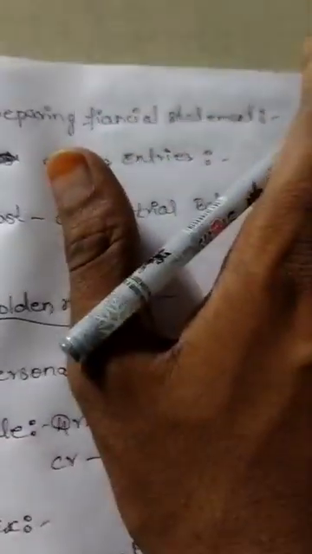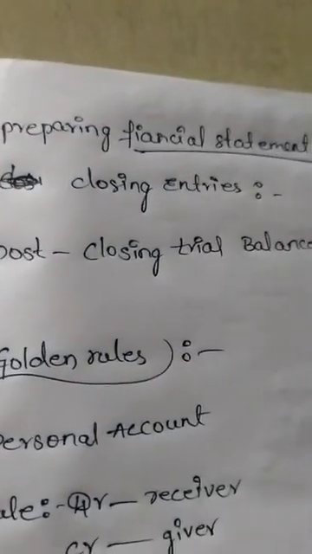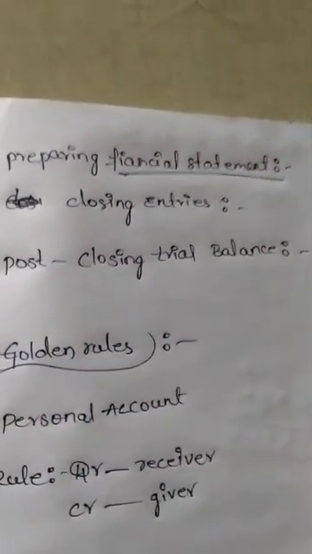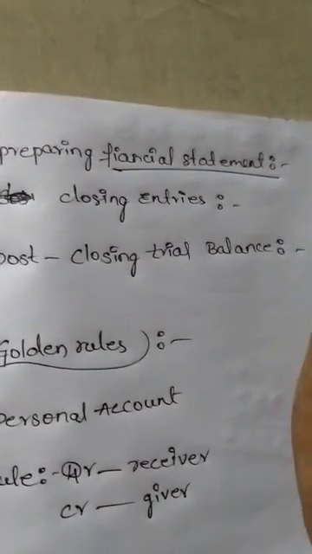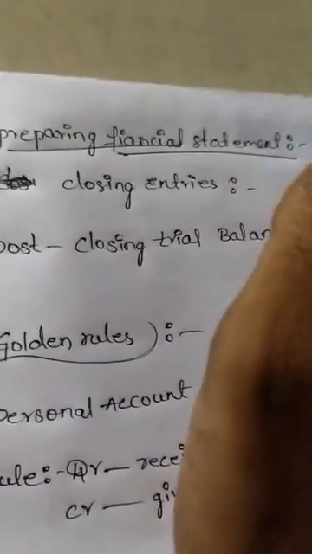So in every accounting we have to prepare the financial statement. Financial statements tell about the financial condition of a firm or a company or an individual also. So preparing a financial statement is also an important part of the accounting cycle.